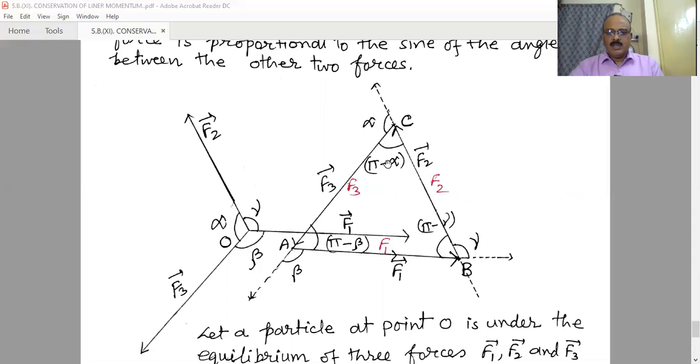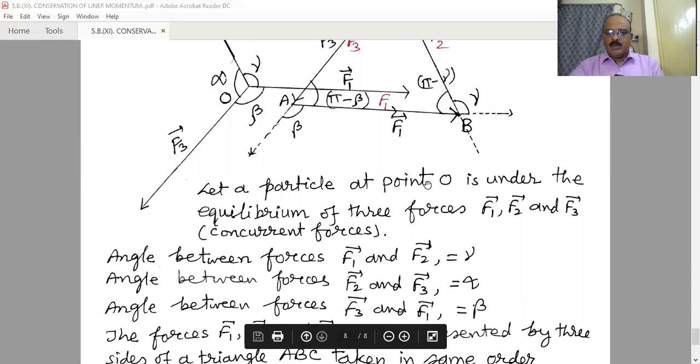Now if this is alpha, this angle is pi minus alpha. Be careful about it: this is the angle between the two directions. It is not the angle between F3 and F1. If it is beta, then this angle is pi minus beta, because the total angle is pi. Similarly, this angle is pi minus gamma, because the total angle is pi, the complete angle. Therefore, this angle is pi minus gamma, and it is the angle between the directions of F1 and F2.